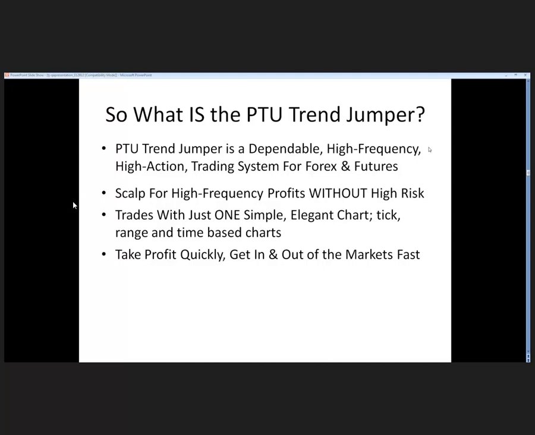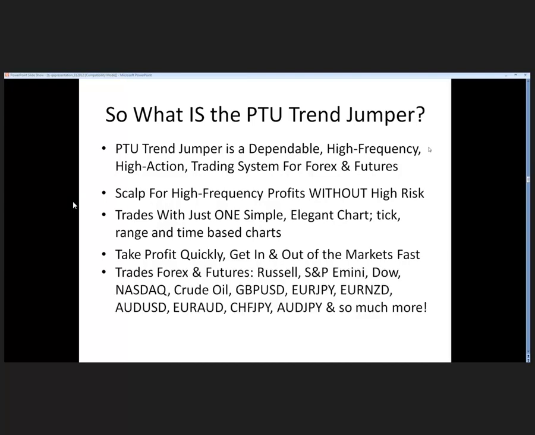You could take profits quickly, get in and get out of the markets fast, and that's something that a lot of traders don't seem to realize. They feel like they have to be in the markets all the time to succeed, and the fact is that it's the opposite of that. One of the most important things to successful trading is minimizing your risk exposure to the market. You should repeat that to yourself every single day. How can I minimize my risk exposure? The Trend Jumper has that hardwired into the way it works. It gets you in and out and minimizes your exposure to the market. And that's really the secret to making money.